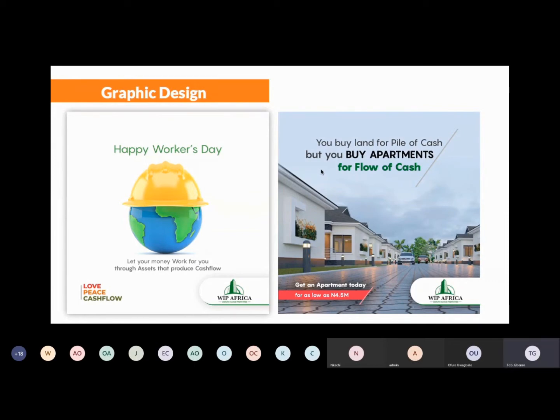From looking at this now, someone knows that, okay, fine, I want them to buy an apartment for 4.5 million. Looking at the Happy Workers Day, someone already knows that I'm wishing people Happy Workers Day. They don't need to be looking for the message up and down. There are some designs where the phone number of the person you're supposed to call is very difficult to find. That is wrong. If you know your design is trying to get people to call a particular phone number, you need to make that phone number clear, right?